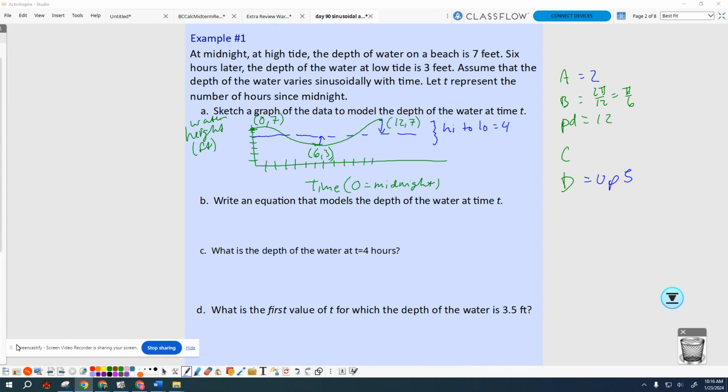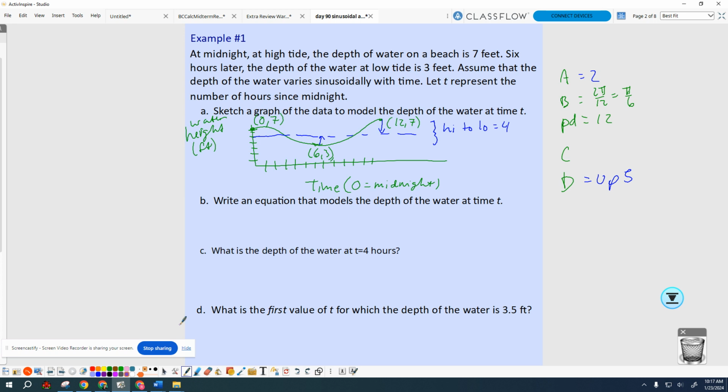Okay, so here we have the tides we're modeling. High tide was at midnight, it was 7 feet high. 6 a.m. is low tide at 3. So we pulled out all these numbers.